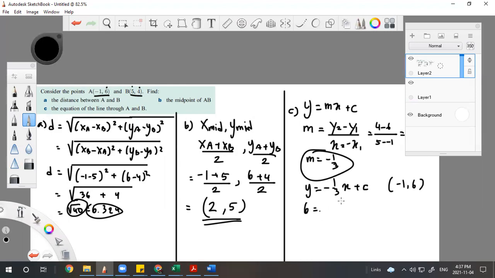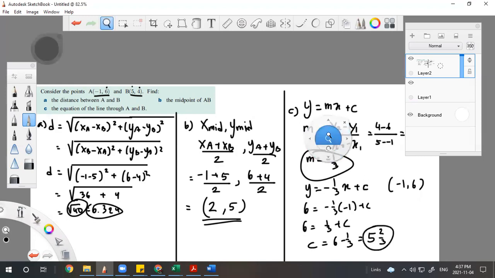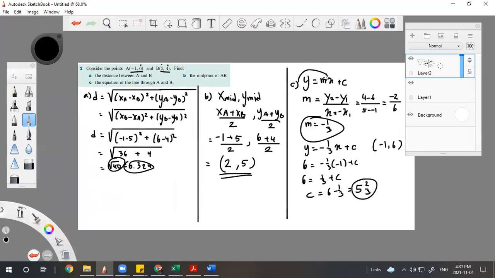So 6 equals negative 1 over 3 times x plus c. So 6 equals 1 over 3 plus c. So you get c: 6 minus 1 over 3, so 5 and 2 over 3. Done. After you get the gradient and intercept, you can put them back: y equals mx plus c. You can just write it like this, as simple as that. If you want to multiply by 3, up to you, that's also fine. It depends on what you're going to learn about this. Okay, continue.